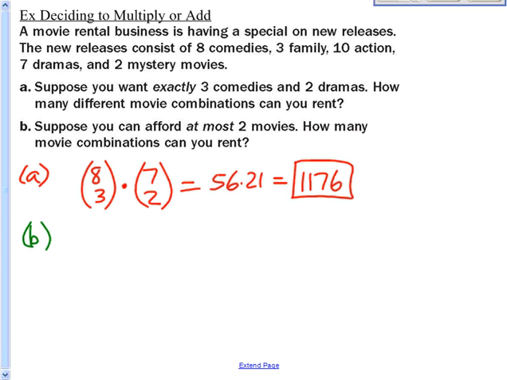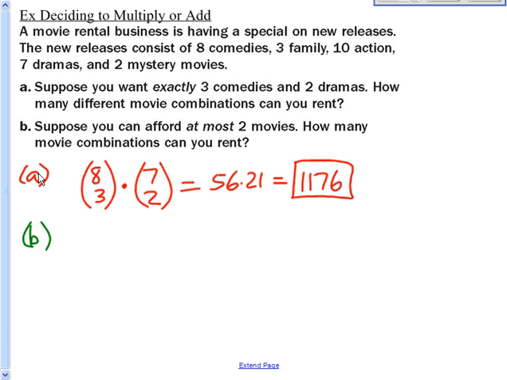Suppose you can afford at most 2 movies, any 2 movies. How many movie combinations can you rent? So you can say, well, at most, I could rent 2. I could also rent 1. And how many movies do I have total? I have 8 comedies, 3 family, 10 action, 7 drama, 2 mystery.